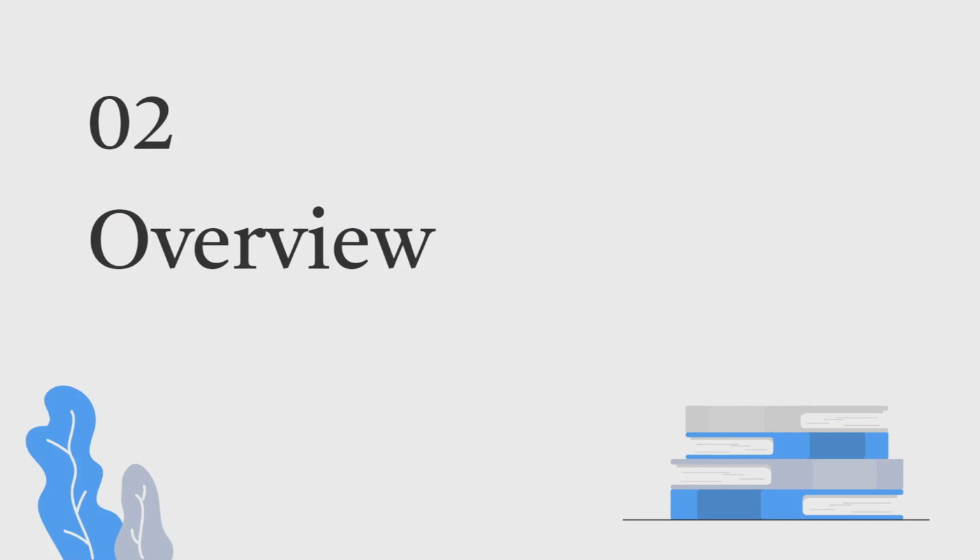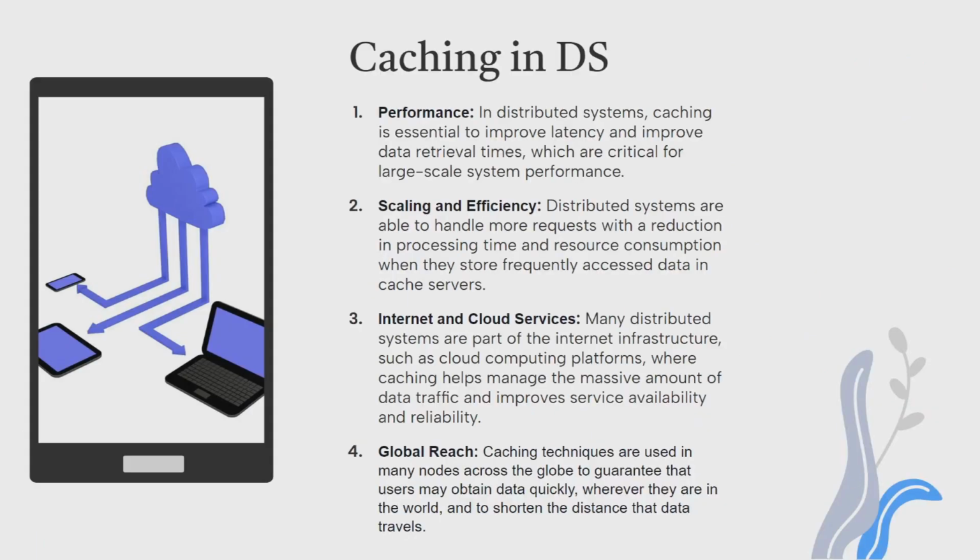So now we move on to the overview. Caching and distributed systems. Performance: in distributed systems, caching is essential to improve latency and data retrieval times, which are critical for large scale system performance. Scaling and efficiency: distributed systems are able to handle more requests with a reduction in processing time and resource consumption when they store frequently accessed data in the cache servers.